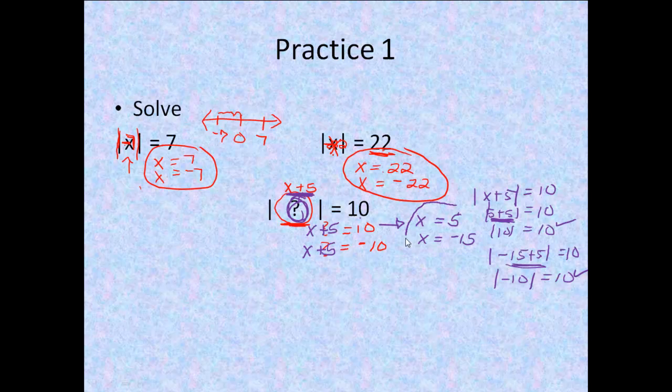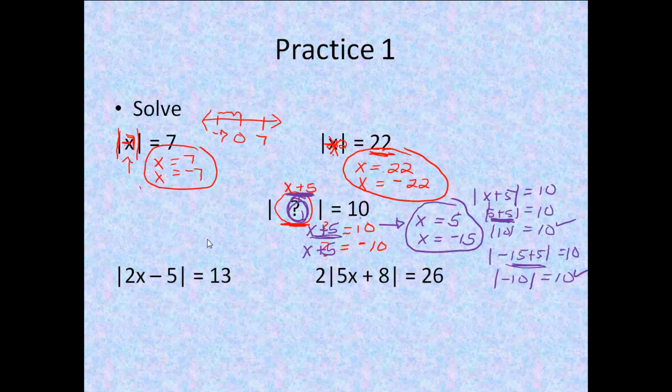So notice again, I got two answers, except for this time they weren't opposites of each other because my equation was more than just an x. So one thing you're going to remember for absolute values is you're almost always going to have two answers. The only time you won't is if we're dealing with 0 over here.